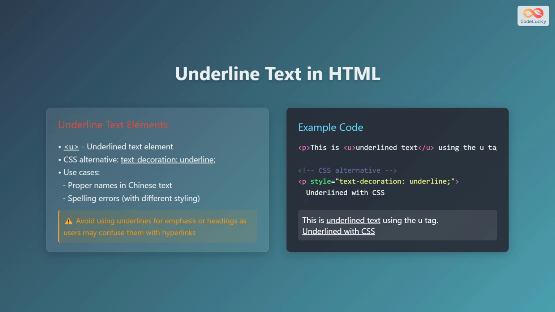Now let's look at underline text in HTML. The U tag is used to underline text. You can also use CSS with the property text-decoration: underline. Use cases for the U tag include proper names in Chinese text, and indication of spelling errors, often with different styling. Avoid using underlines for emphasis or headings, as users may confuse them with hyperlinks.